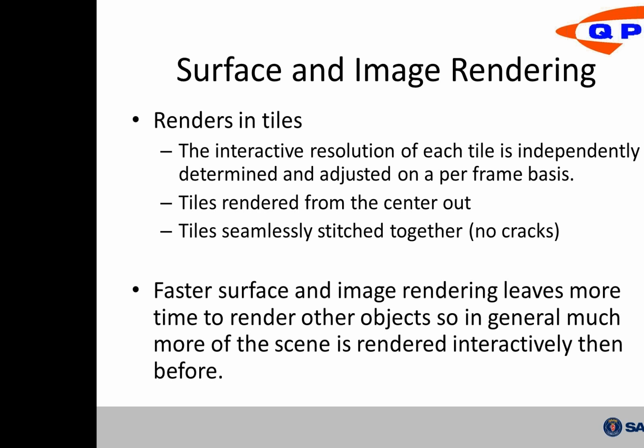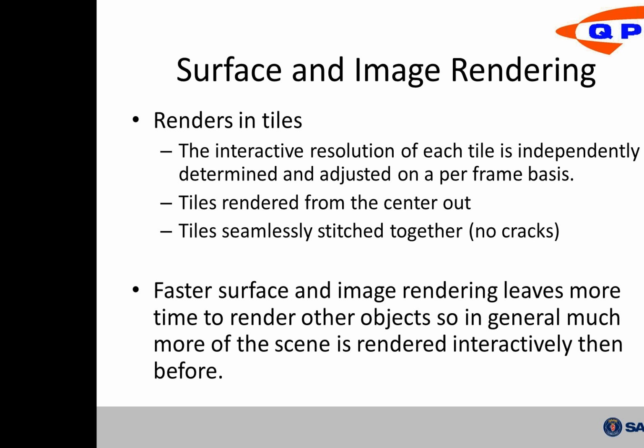This is something a little hard to show on a webinar because of lag. So what I've done is put together a series of screenshots showing examples between the 7.3 software and 7.4. The first one I'm going to show is a surface image rendering example showing where we're rendering in tiles. You probably won't even see it, but the tiles are rendered from the center out and they're seamlessly stitched together. That's important because some systems with dynamic resolution and dynamic tiling end up with a lot of cracking in your surface, and that's something we wanted to avoid.